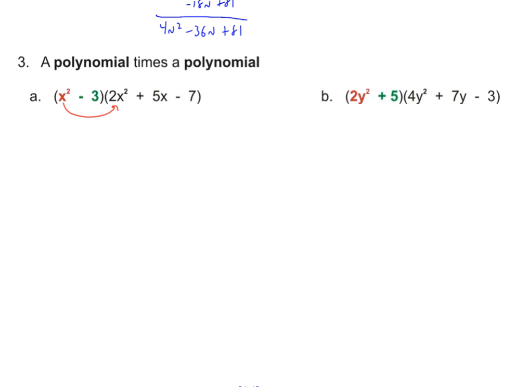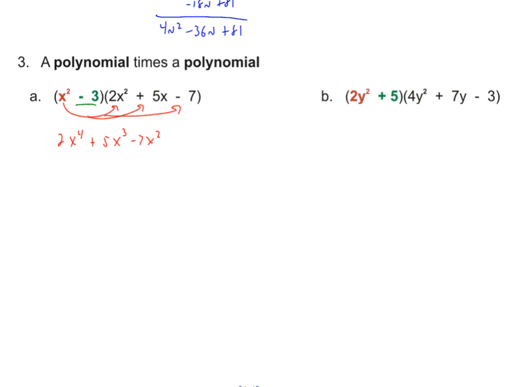X squared times 2x squared. We all know that's a 2x to the 4th. And x squared times a positive 5x, we all know that that's a positive 5x cubed. And x squared times a negative 7, negative 7x squared. Hey, we're just distributing. That's all you're doing.